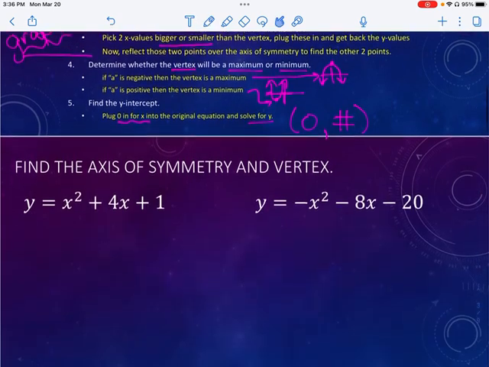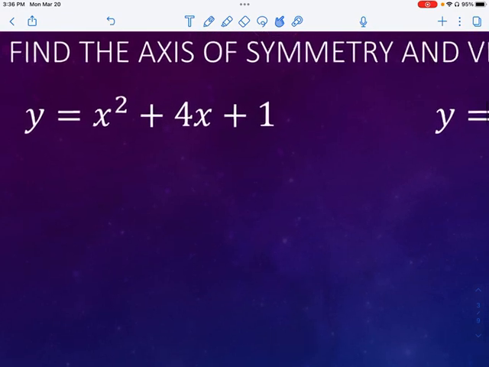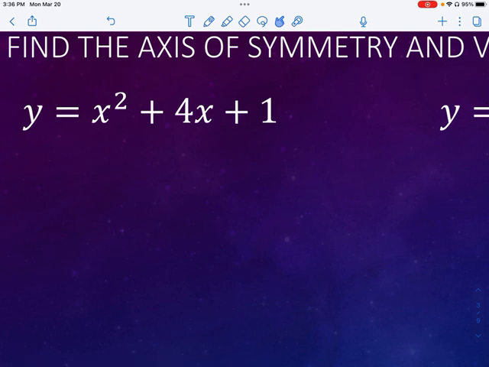So we're going to start off, we're going to try a few where all we're going to do is find the axis of symmetry and the vertex. Now, what I always like to start off with is tell me what is A, what is B, and what is C. So remember, A is in front of the x squared, so that would be a 1. B is in front of the x, that would be a 4. And C is your constant, that would be a 1.